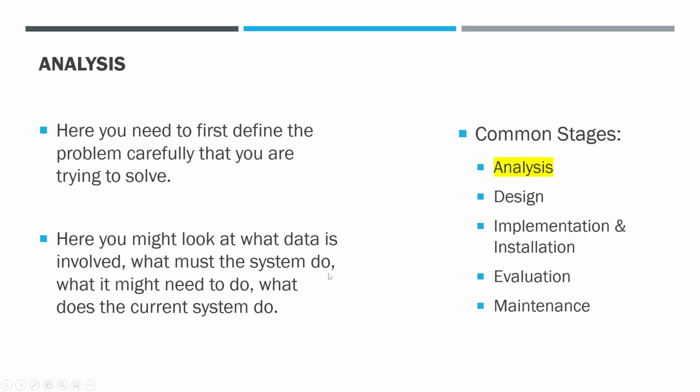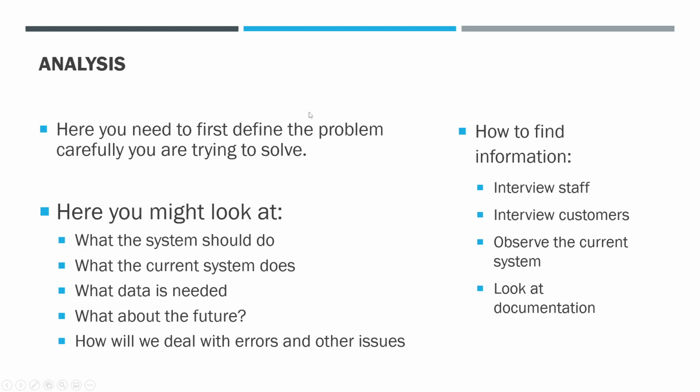So yeah, you need to look at what the system needs to do, what it might need to do in the future, and what the current system does. You need to create sort of a document, really, like a user requirements document. And inside it, it would have these things: what the system should do, what the current system does, what data is needed, what's going to happen in the future, how will you deal with errors and other issues, okay?